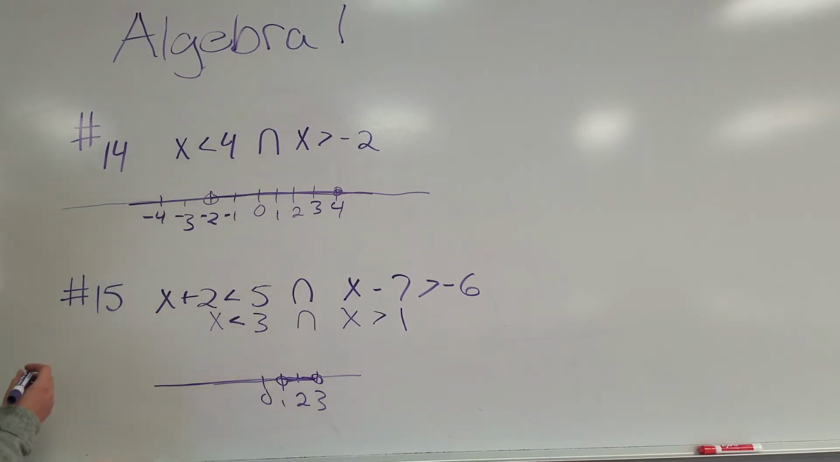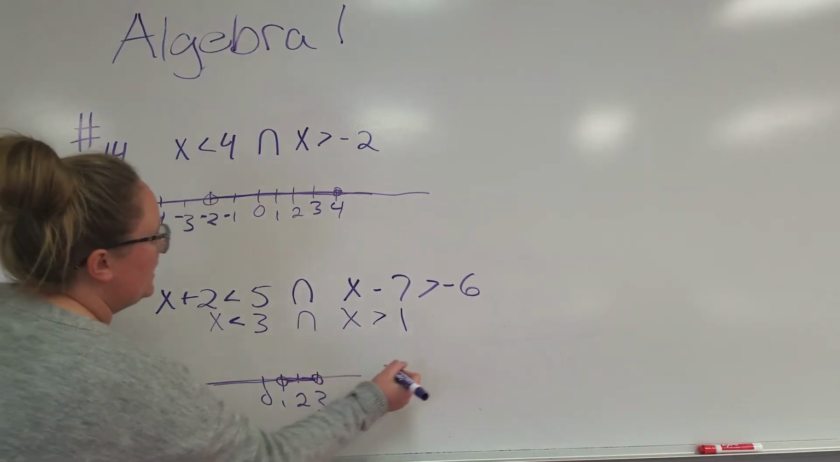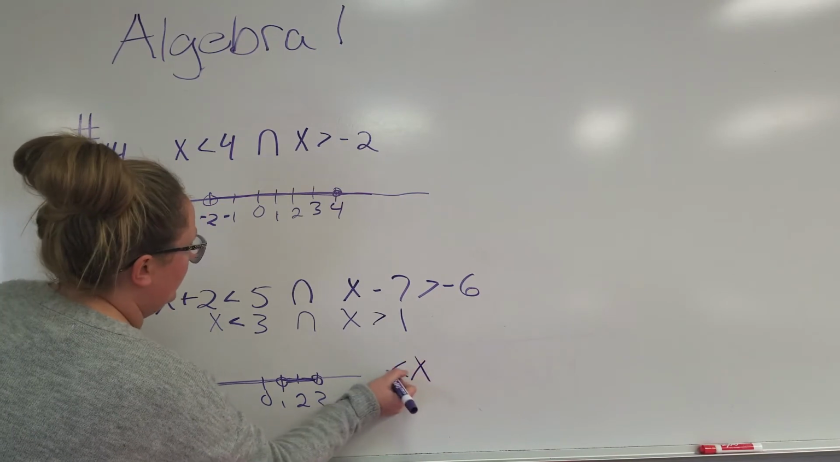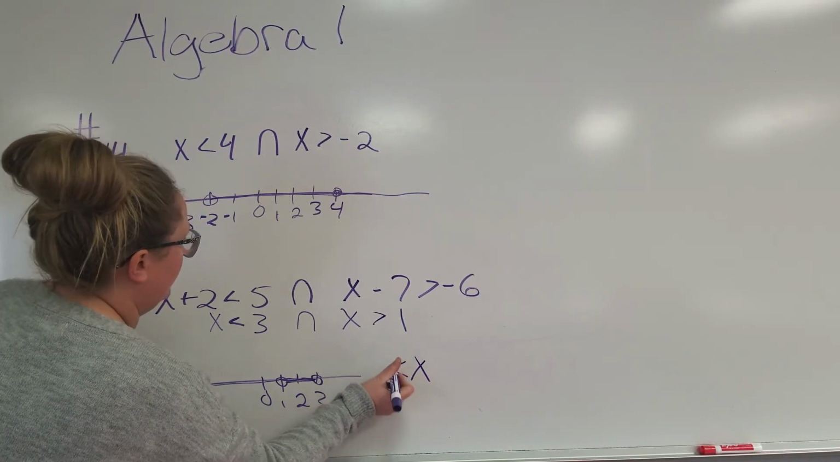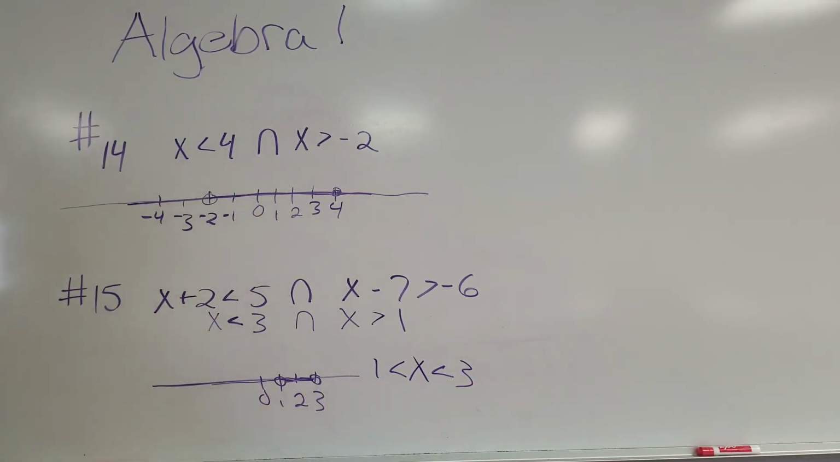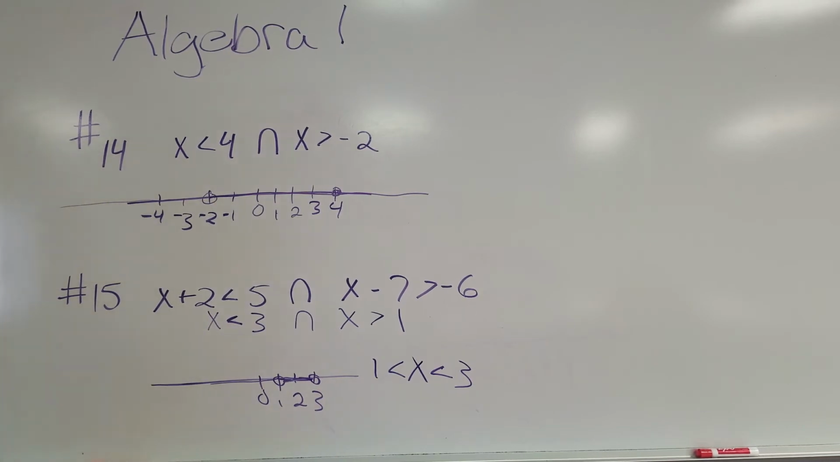It can be written like this as a compound inequality with the x in the middle, and say x is greater than 1 and less than 3. That's how you would write it, as a compound inequality.